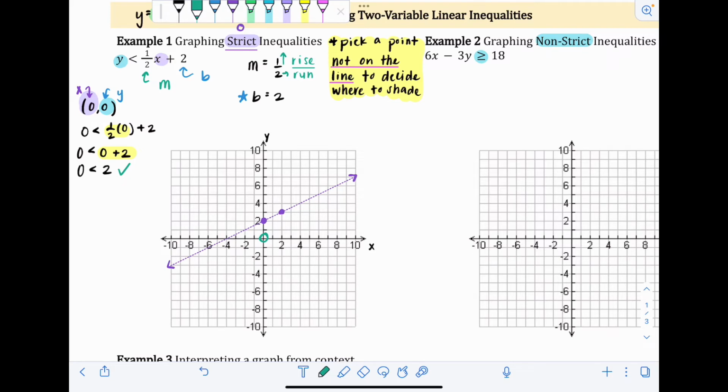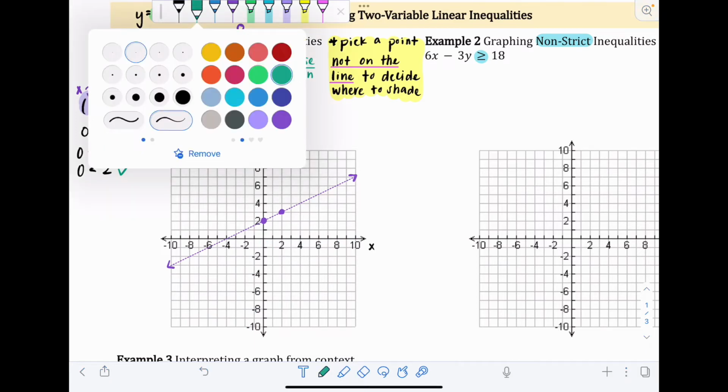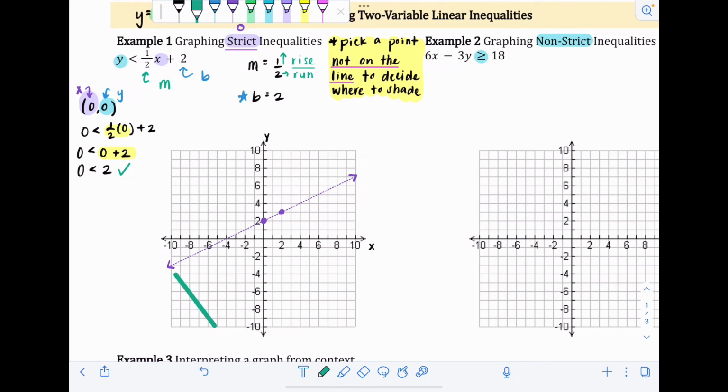So we checked 0, 0, which is right here. So we shade this side of the line. And you can just use a highlighter. You can just scratch it off if you don't really care what it looks like. I usually just draw lines like this if I have a marker or a pencil or something like that. But you should shade the entire, in this case, lower half of the line, lower right, I guess.